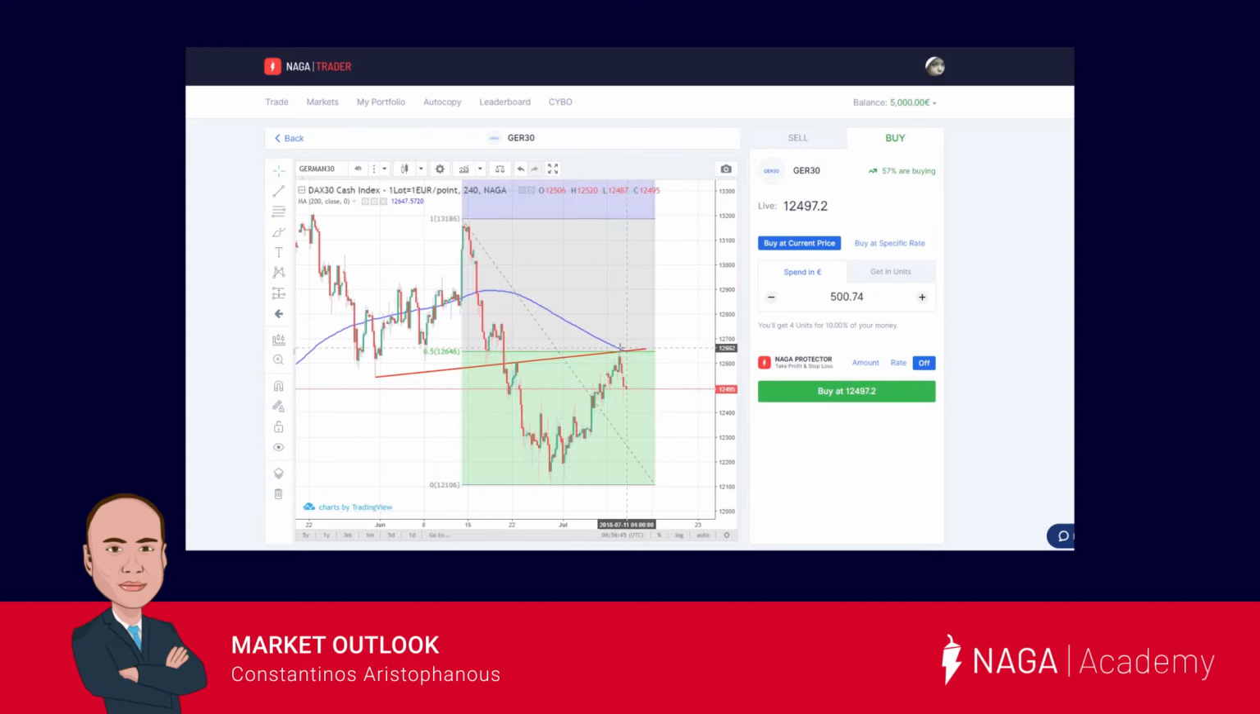This area can be considered as a strong resistance as it consists of a retest of the uptrend trend line, the 50% Fibonacci retracement level, the 200 moving average, as well as an inside resistance level. Price has reacted at this level and we believe it will continue its downward movement to approximately the 12,350 or even a retest of the bottom at the 12,100 price area.